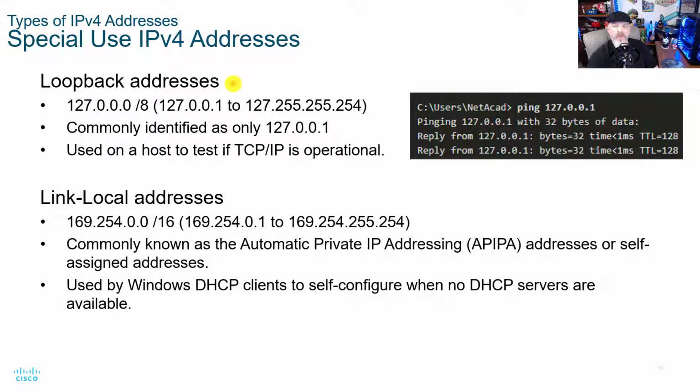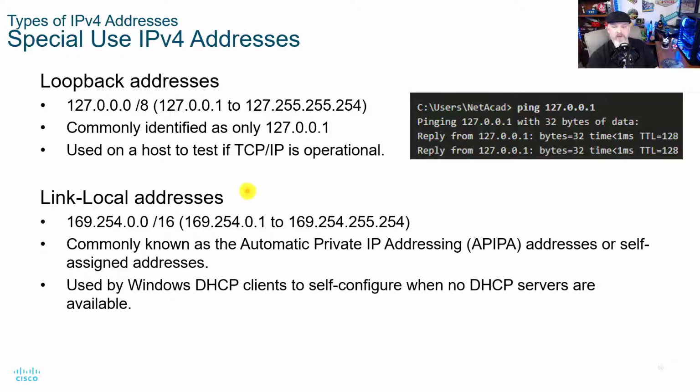There are special use v4 addresses. We have the loopback addresses. It starts at 127.0.0.0/8. So they go all the way from 127.0.0.1 up to 127.255.255.254. It's commonly identified as only 127.0.0.1. If you want to test your local NIC, your network interface device, you would ping 127.0.0.1, and if you get a reply back, you know that your network interface card is working, or at least it's giving you a reply back that it can communicate out.